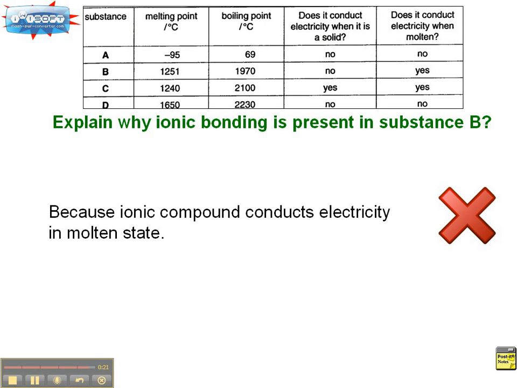The next question: explain why ionic bonding is present in substance B. So for this question, why is ionic bonding present in substance B? Because ionic compounds conduct electricity in the molten state. Now it is wrong because, okay, let's continue in the next video.